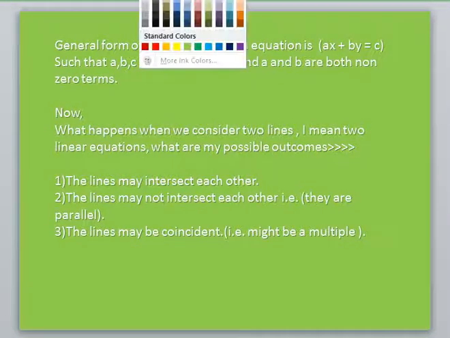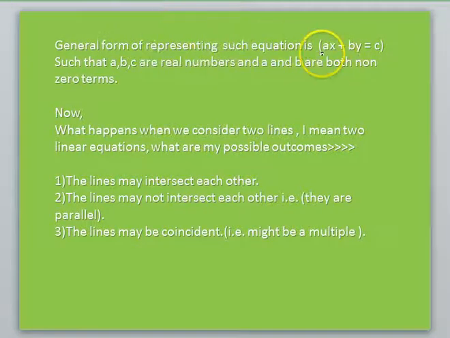The general form of representing such equations is ax plus by is equal to c, where a, b and c are real numbers.